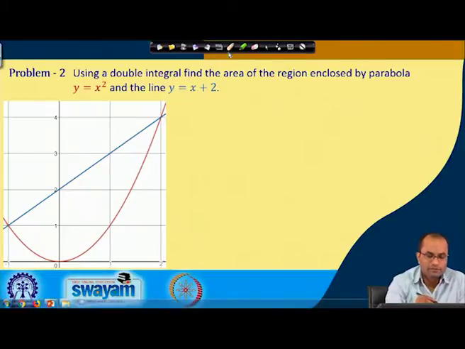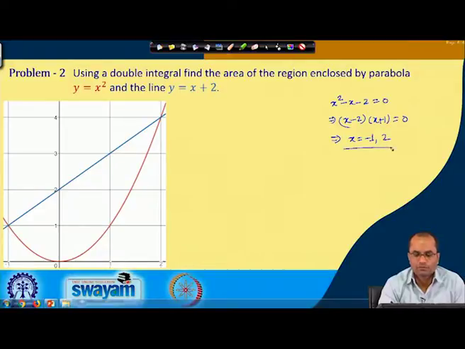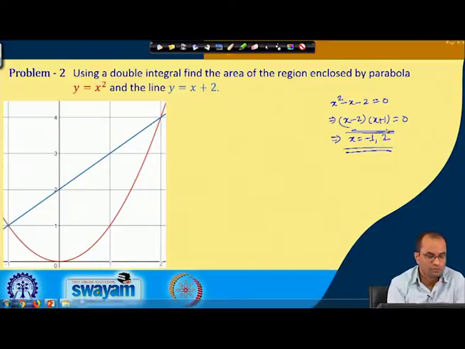So, this point of intersection again, y is equal to x square and y is equal to x plus 2. By solving this equation, x square is equal to x plus 2, or x square minus x minus 2 is equal to 0. So, this will give us (x minus 2)(x plus 1) is equal to 0. So, x is equal to minus 1 and x is equal to 2. So, we will have these 2 points now where these 2 curves will intersect.